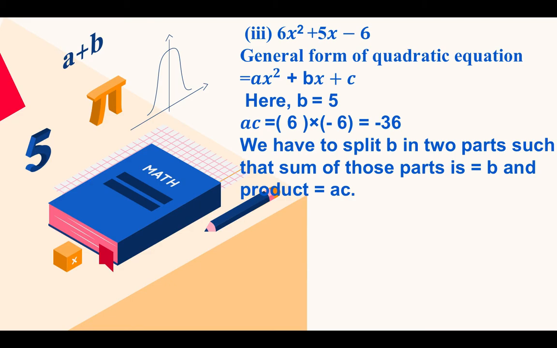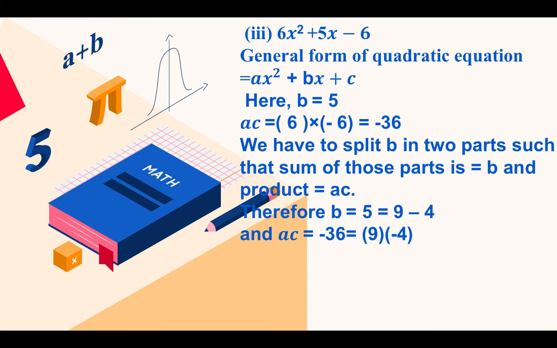When you add the numbers 9 and minus 4, the answer is 5. This is the value of b. And when you multiply these two numbers, you get 9 multiplied by minus 4, which is equal to minus 36. So this was the value of ac for us. So this is the condition satisfied by these two values.